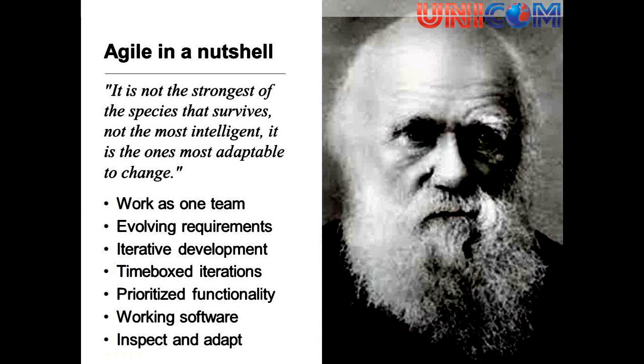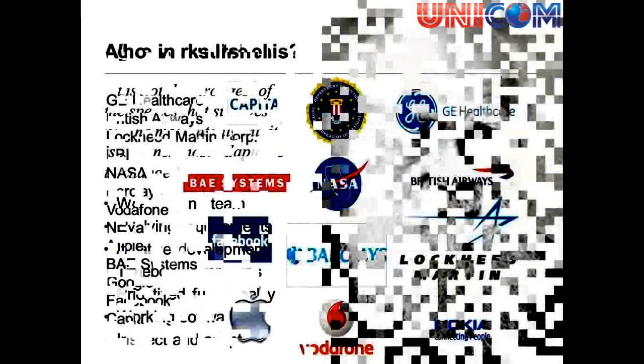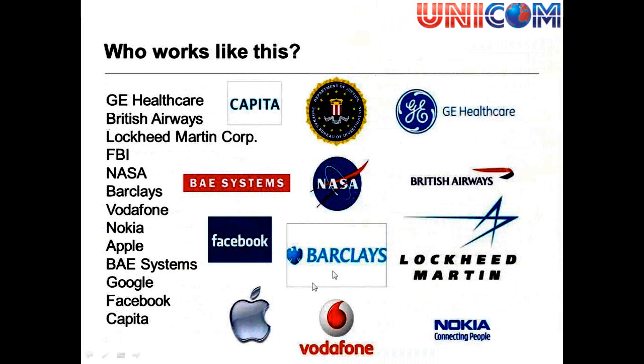Work as one team, so evolving requirements, iterative development, time-boxed iterations. You fix the time, vary the scope, as it were. Prioritize functionality. You must be working according to a prioritized backlog. Deliver working software, and then we inspect and adapt. So here we go, some companies that are working like this and benefiting.